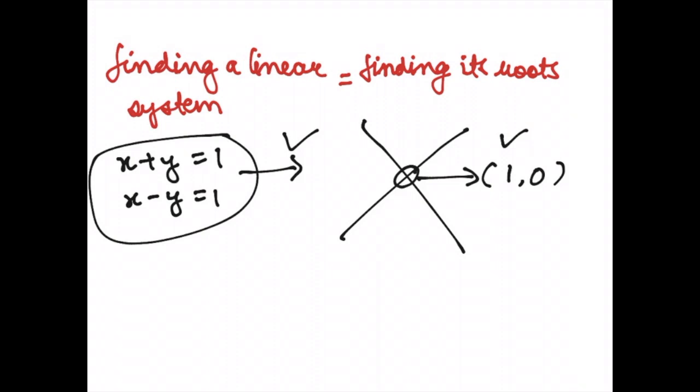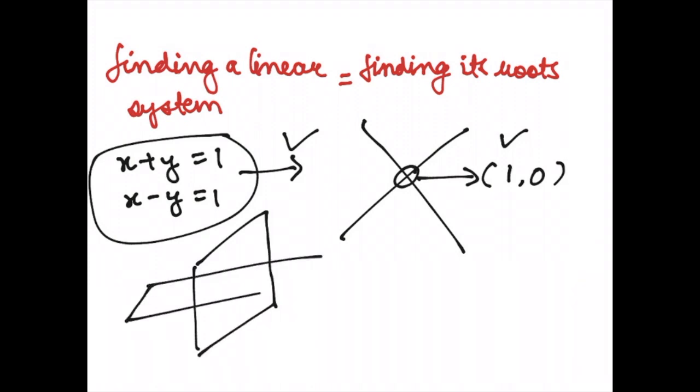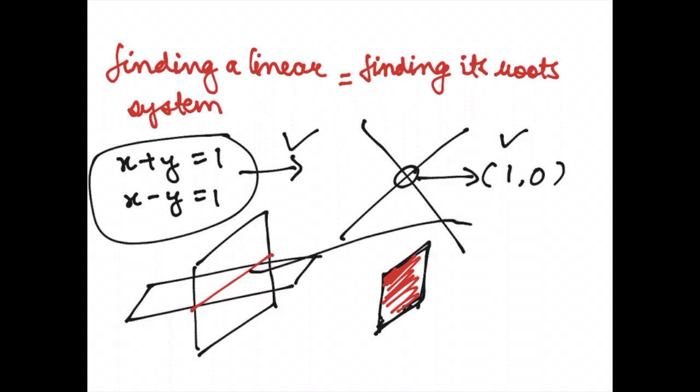But if we have 3 variables in the linear system, that could mean you have 2 planes that intersect at a line, or if they completely overlap, you have 2 planes that intersect in a plane, or 2 planes that do not intersect at all, in which case the root does not exist. But that's what it means to solve a linear system, is to find its roots.